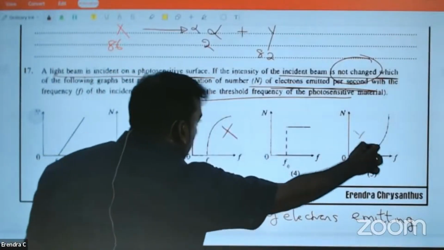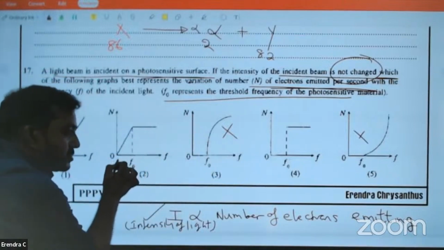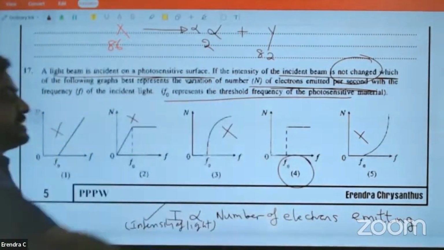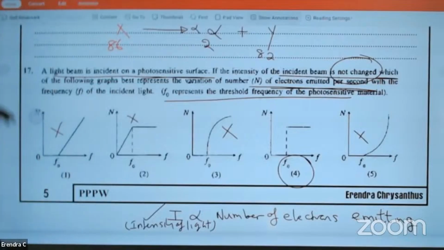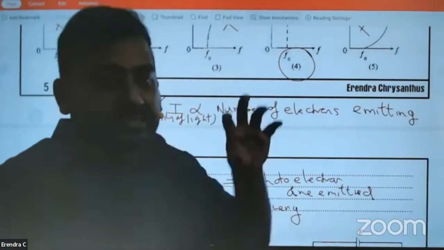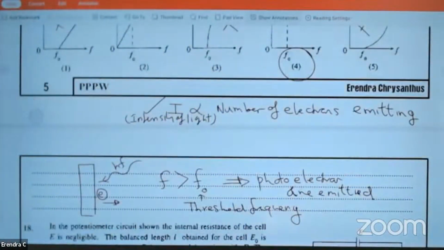All these are wrong. Why? Before the threshold, no photoelectrons are emitted. These also are wrong. The only correct answer is answer number 4. Right? Let's write now. Since the intensity is constant, photoelectrons emitted will also be constant.